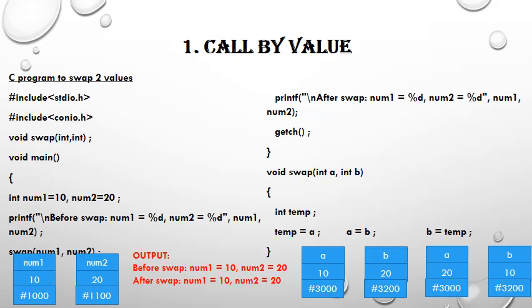But what happened to num1 and num2? They remain the same. So after the execution of the program, these are the memory location contents, and we are just printing the values of num1 and num2, which are at address 1000 and 1100, and the values remain the same. So in call by value, values get duplicated. The changes that are done inside the function for the formal parameters will not affect the actual parameters.